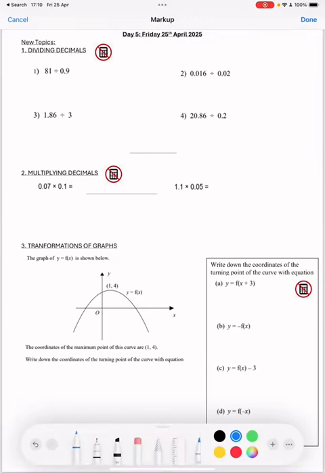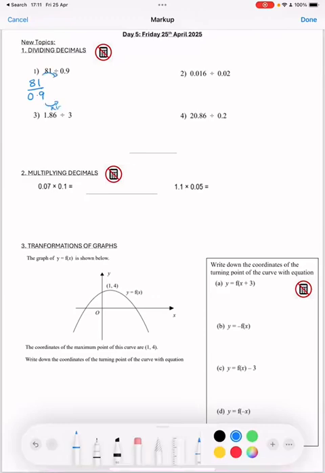So when you divide decimals, a lot of people get confused with just multiplying bits of the question by 10 or 100 and then having to do something at the end. The easiest way to do it is to write it as a fraction. It's this one here, 81 over 0.9. Get rid of the decimal.